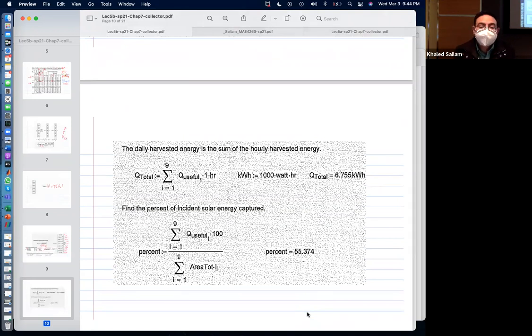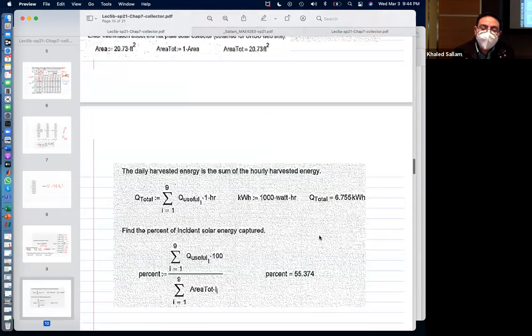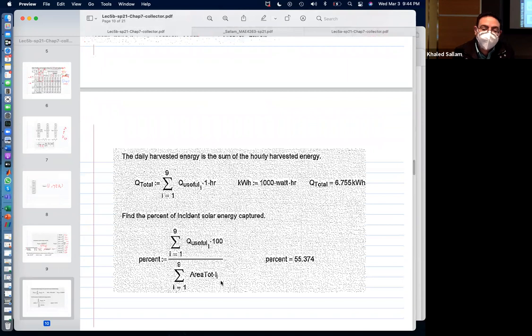So this is interesting, this one. Find the percent of instant solar energy captured. So his Q useful that he has been adding every single hour, if he divides this over what has been falling during the day, he gets that ratio. That ratio is kind of the daily efficiency. Out of all the radiation that we have been receiving, how much did we actually turn into hot water? Does this make sense? Q useful divided by the incident radiation during the day.